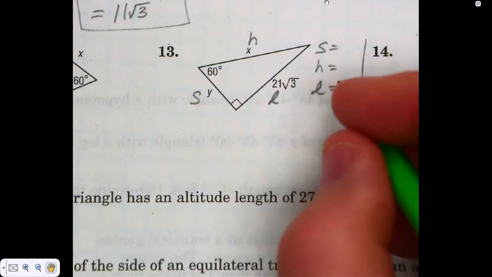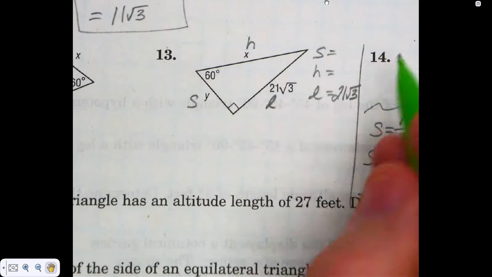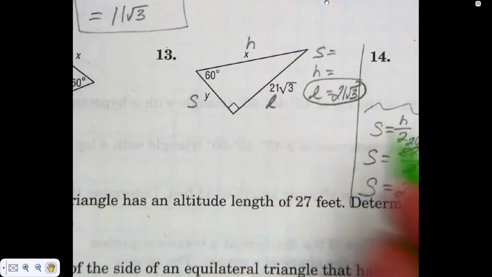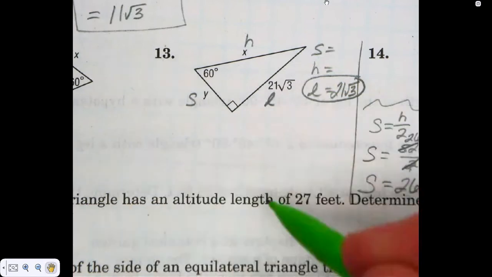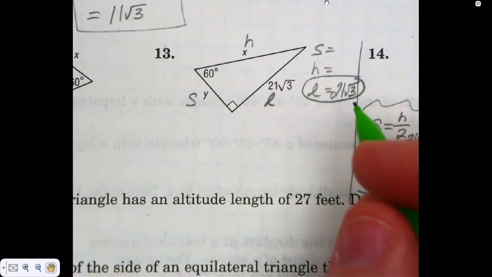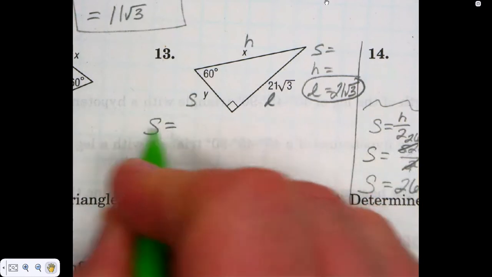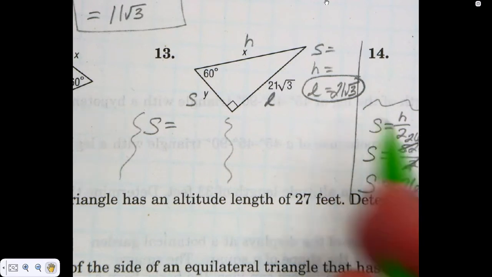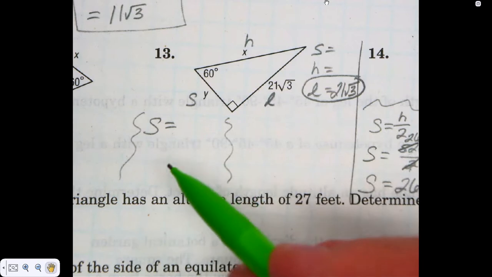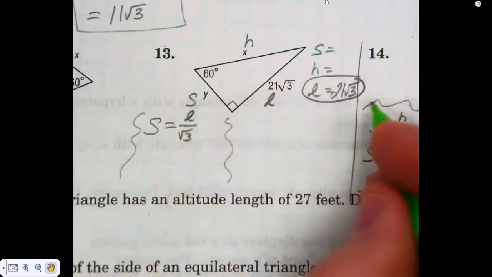What did they give to me? L is what? 21 square roots of what? 3. So let's circle it. So when you're looking back at your notes, you know this is what they gave you, so you know, okay, if they gave me L, how did we do it? Use this as a template. Now, what do I always need to find first? In this case, what formula would I use for S? S is either H over 2 or L over square root of 3. Yeah, I'd use L over square root of 3 because L is what they gave me.